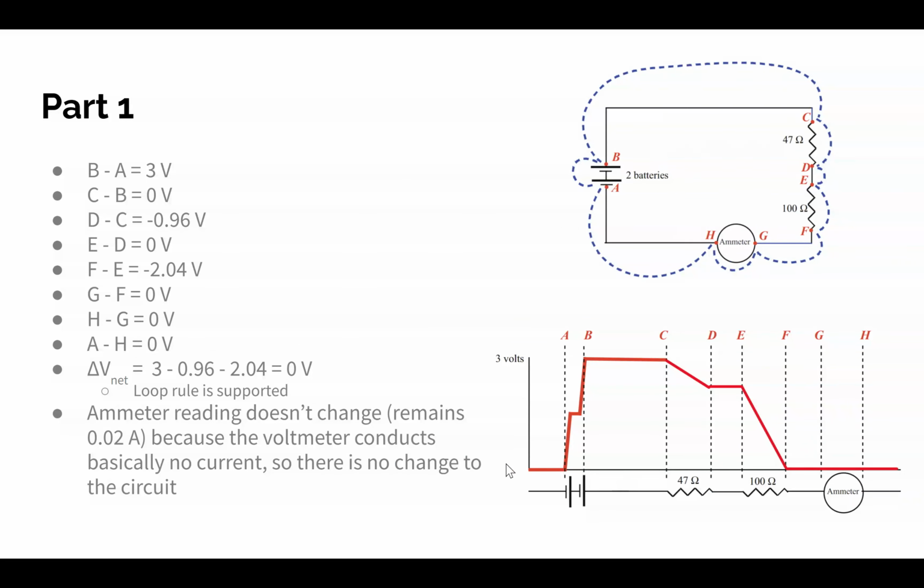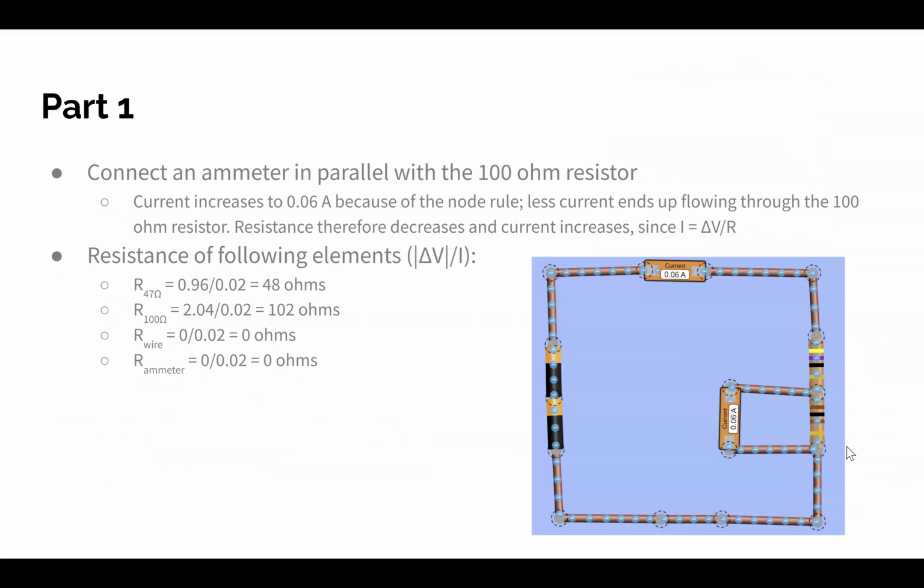And so here I measured the potential difference across different parts of the circuit, as shown by this diagram here, and then graphed what I observed in this model here. And then I summed all of those for the total potential difference, which came out to be 0, which supports the loop rule. And throughout this, the ammeter reading did not change because the voltmeter does not really conduct current, so there is no change to the circuit.